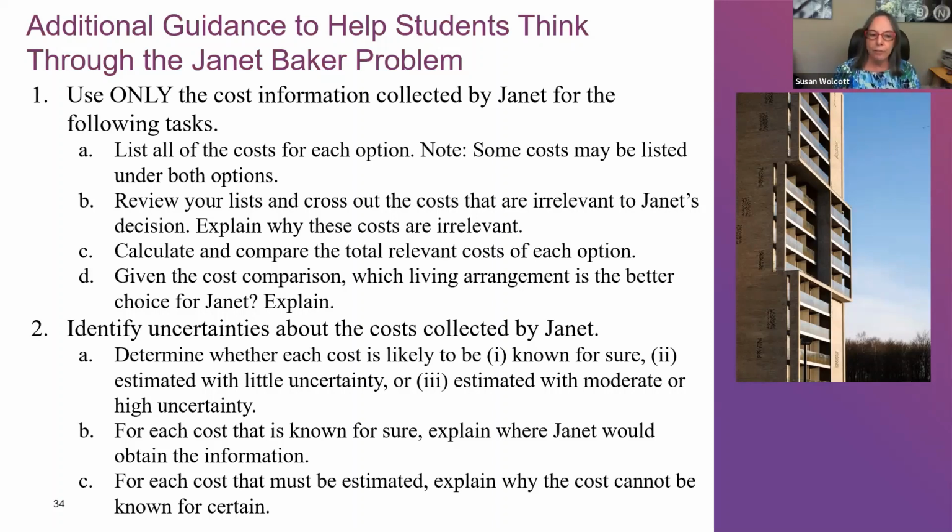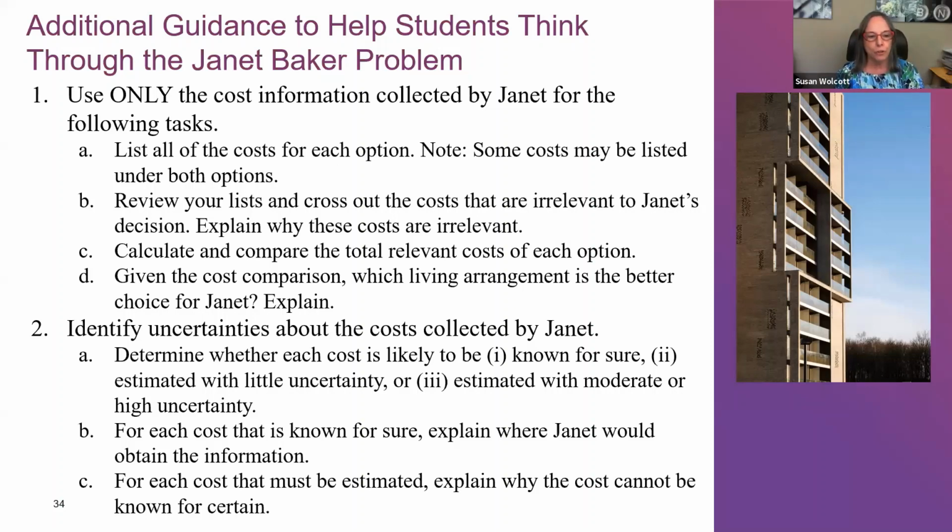And then part 2, I have them move into uncertainties. And this is a fairly extensive uncertainty question. If your students have never dealt with uncertainties before, they might need a lot of work on it. So for each of the costs, is that cost likely known for sure, or estimated with a little uncertainty, or estimated with moderate or high uncertainty? So you're kind of getting into degrees of, we know this one, that one, we have really no idea how much money we're going to spend on food if we go to the apartment. And then there's something in the middle.